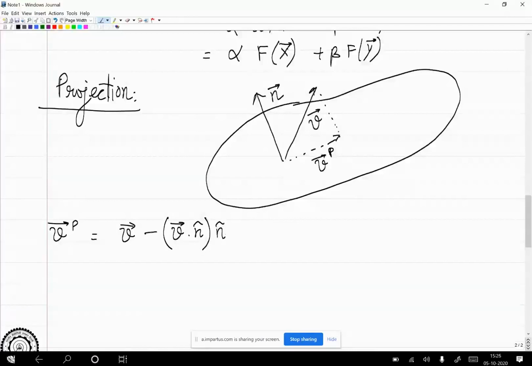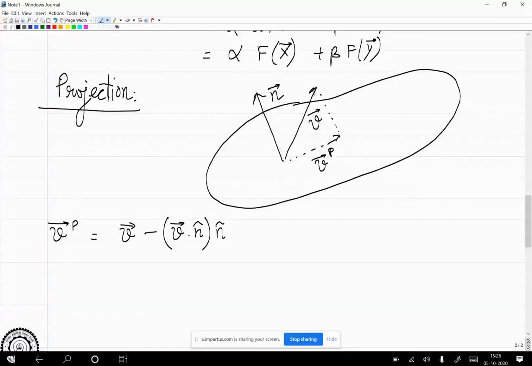So when you look at any vector from above the plane, all that you will see is just the projection. The normal component will not be seen. So that's the projection. This is also a linear transformation. It takes a vector v and projects it onto the plane.